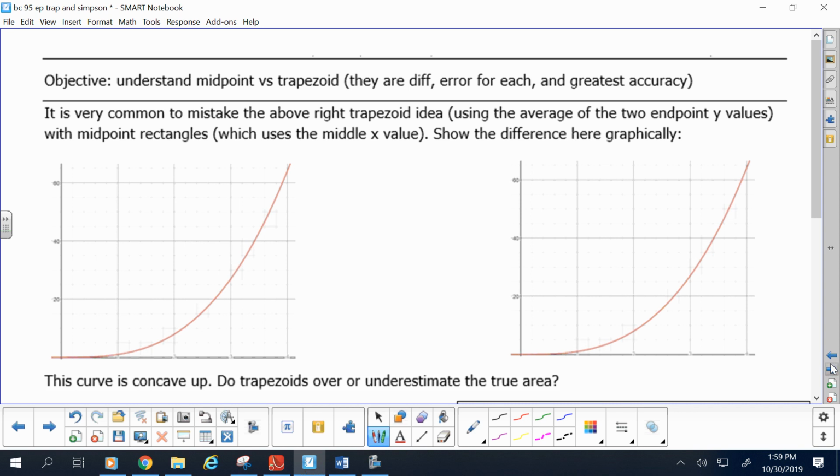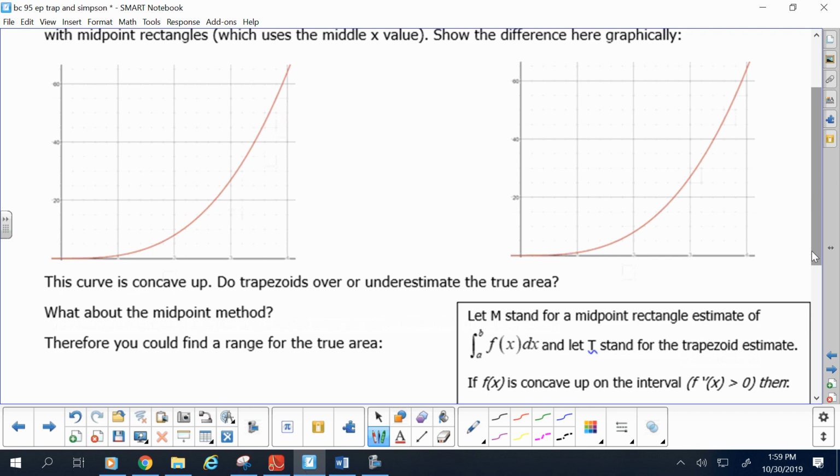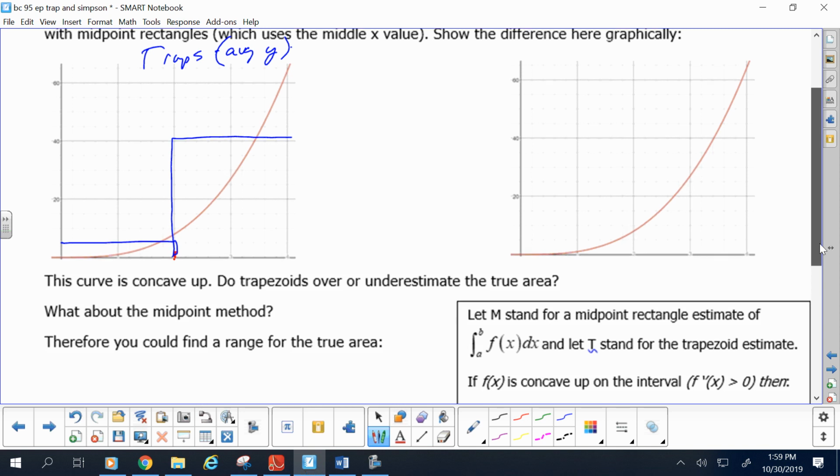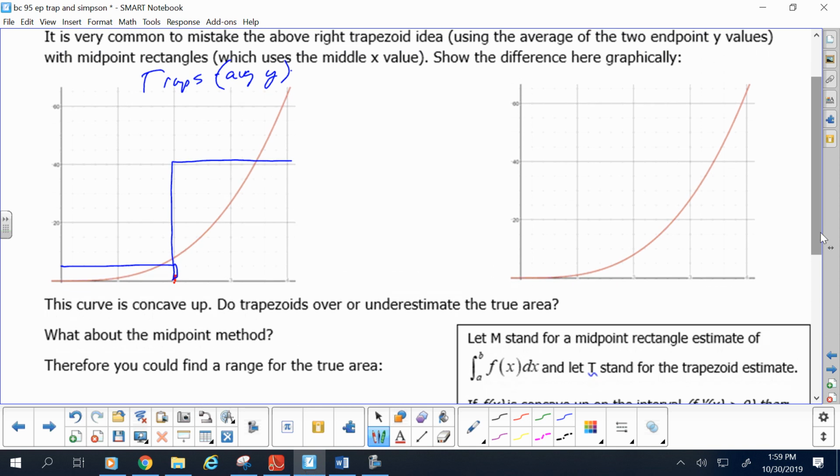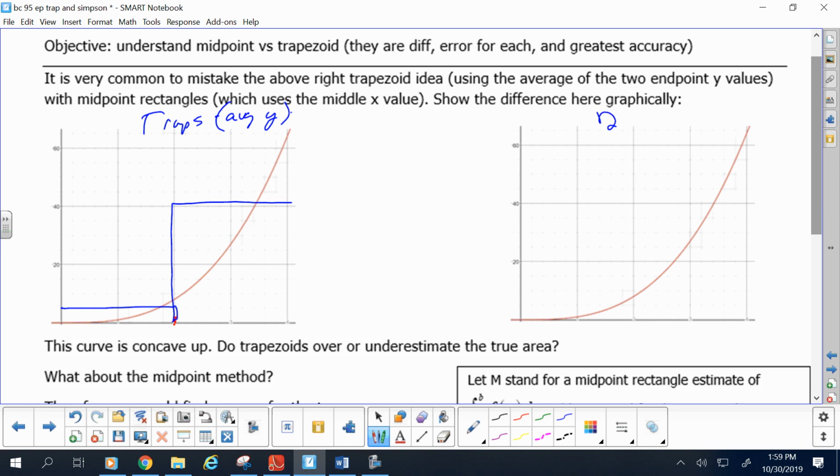So, if I were doing trapezoids and using 2 trapezoids, then by the trapezoid method, or the average y method, we said that the average y here is roughly here, and the average y here is, what's that, we said here, yeah? That's just the same as what we did before, right? Now, let's compare that to 2 midpoint rectangles.